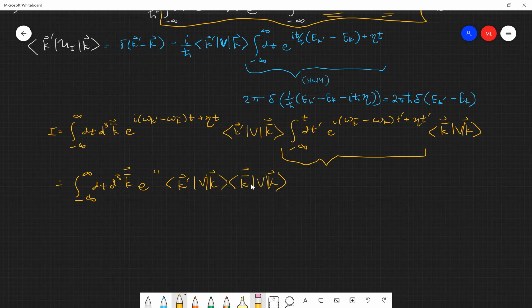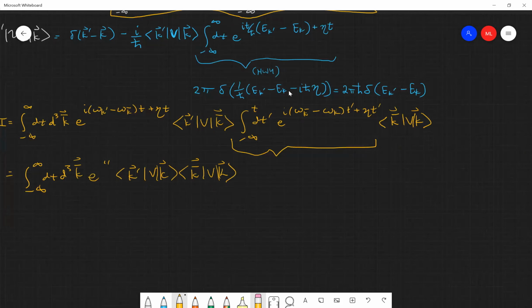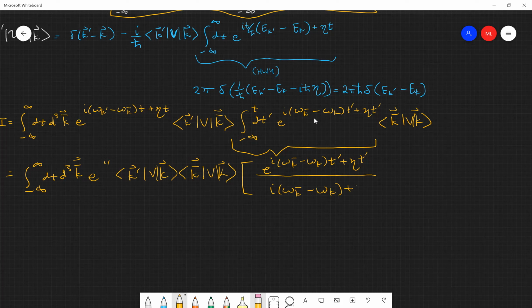It doesn't depend on time. But doing this leftover integration over t prime, what you get is e to the i(ω_k̄ minus ω_k) t prime plus η t prime, divided by all this stuff, i(ω_k̄ minus ω_k) plus η. And it's evaluated between t prime equals minus infinity and t, right?